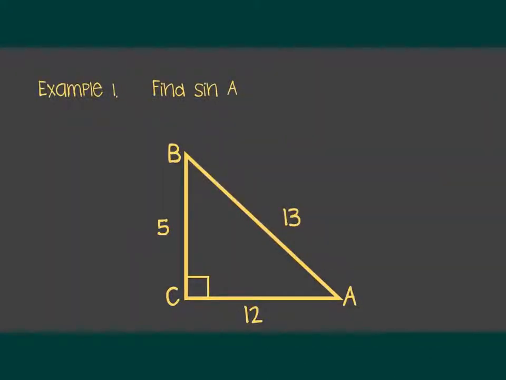Look at our first example. Find the sine of A. Well, our first step is to label the hypotenuse, and if you remember, the hypotenuse is across the triangle from the 90-degree angle. So that's our hypotenuse. And then we're going to check our question and see what we're working with. We're wanting to find sine of angle A. Angle A is very important to us, so that's the angle we're working with, and that's what we're going to mark.